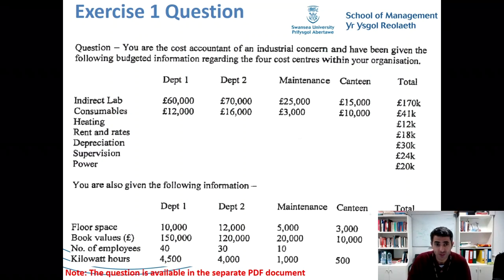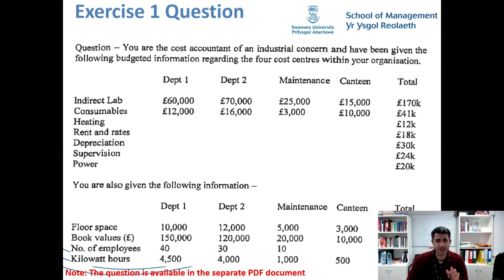So far we are lucky in this question because the question has already allocated two of the overheads, including the indirect labor and the consumables. Indirect labor, £170,000, has been allocated. Consumables, £41,000, has been distributed. Easy, isn't it? So what you need to do with these is just copy paste them into the answers. Let's have a look at the answers.